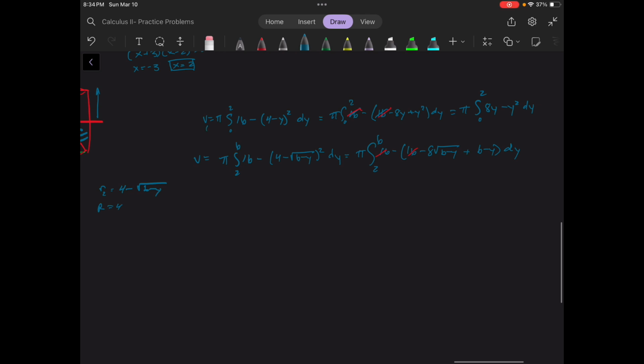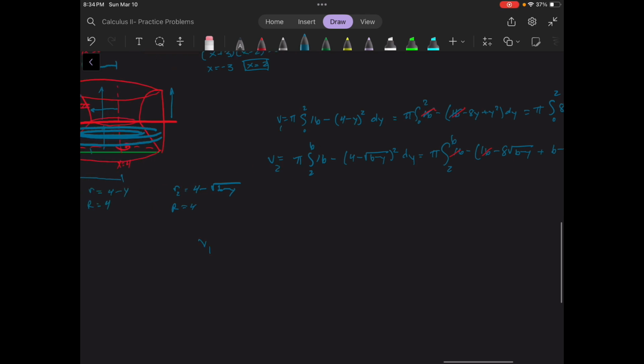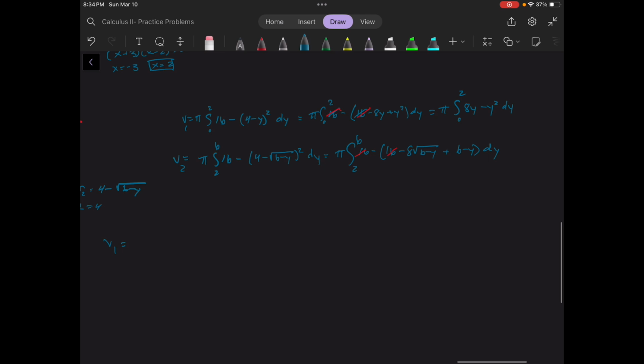Let's see, I'm going to call this one V1 and V2 and bring them down here. So V1, we said, was this right here. Pi. When you integrate 8y with respect to dy, you're going to get, wait, no, not 8/3 y cubed. When you integrate 8y, you're going to get 4y squared. And when you integrate y squared, you're going to get 1/3 y cubed. Evaluating that at 2 and 0, V2 is equal to, let's see, we still have pi. We still have the integral from 2 to 6.